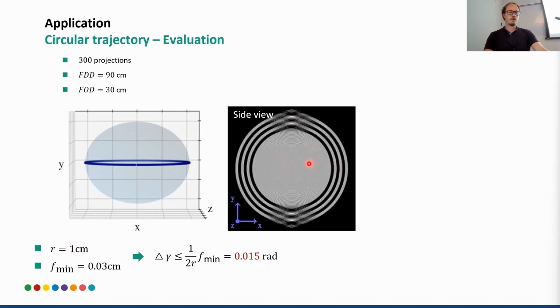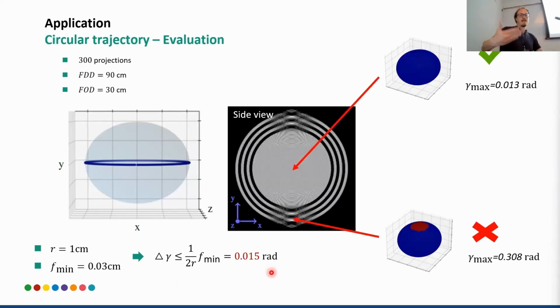The radius of this object is 1 centimeter. I set the smallest relevant feature to 0.03 centimeters. That's the size of one of these layers. And then I calculated the angular sampling rate. That's 0.015 radian. And now I calculated the real angular sampling rates at the center and at the bottom. And we see in the center, the sampling rate is 0.013 radians. That's fine. Therefore, we do not have any artifacts.